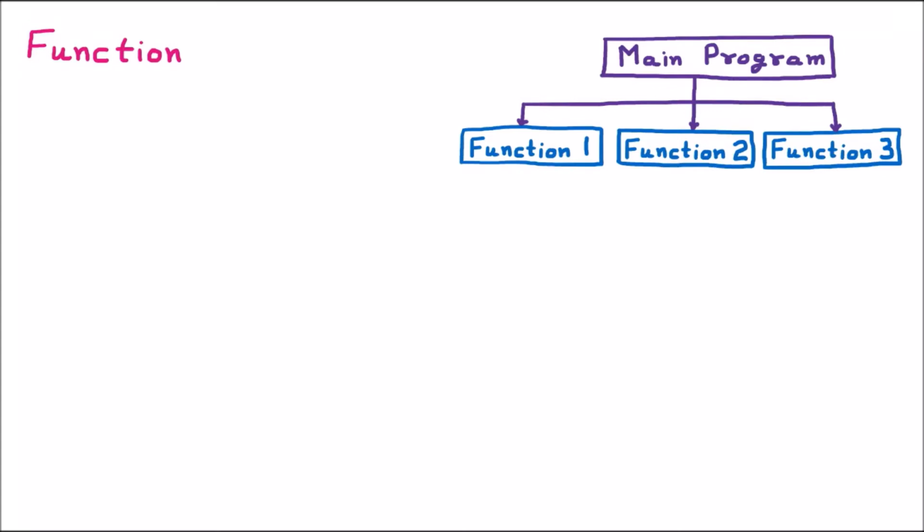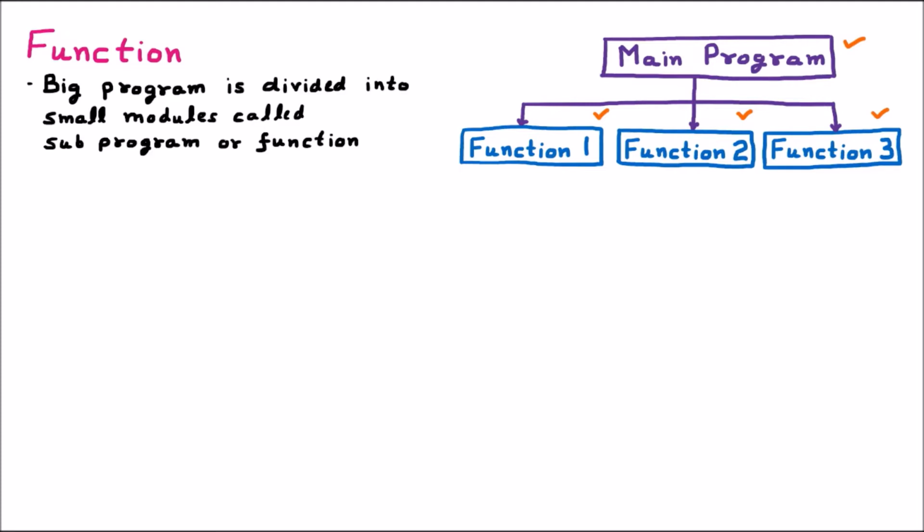Okay, everyone. So now we are learning the functions. Let us suppose that we have a big program and we are dividing that big program into small parts. Let us suppose that there are 3 parts. So that is called the subprogram, module, or function. Why do we need this function? Because whenever we divide a big program into small modules, that is called a function.